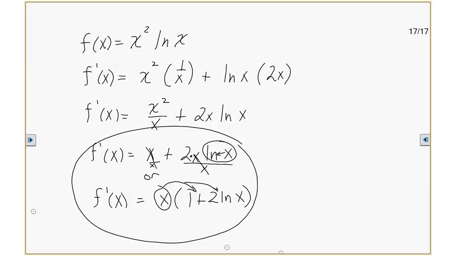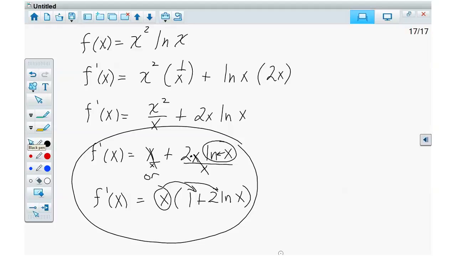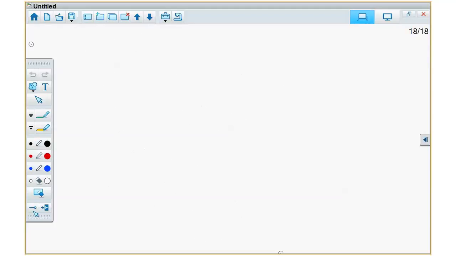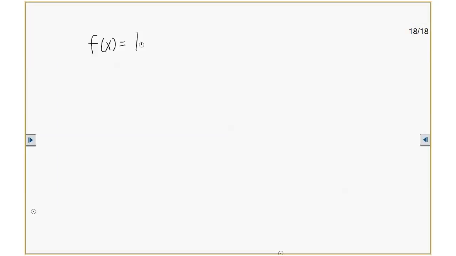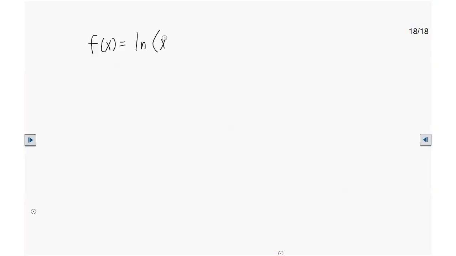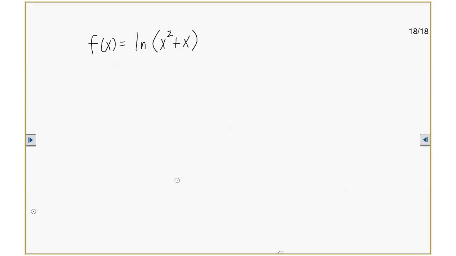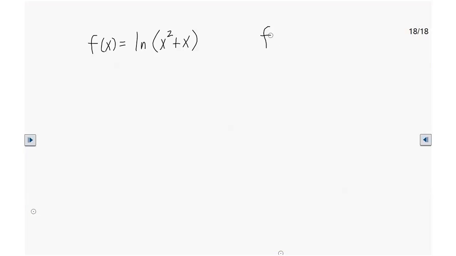I thought you were talking about this. All right, next one. Got two more. We have a whole lot more, but these two you can do on the same page. f of x is equal to natural log of x squared plus x. That's a function. And then f of x is equal to the cube root of log base 7 of x.